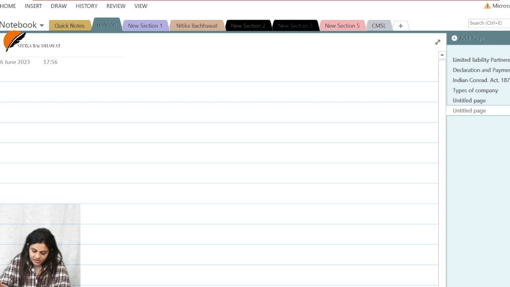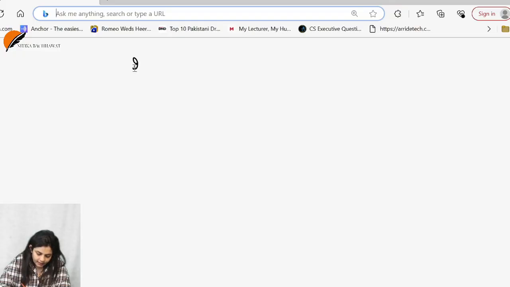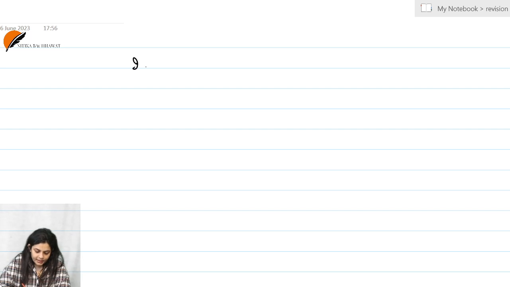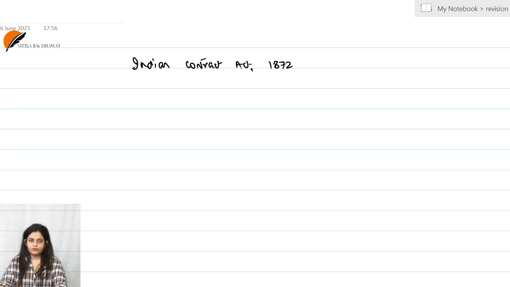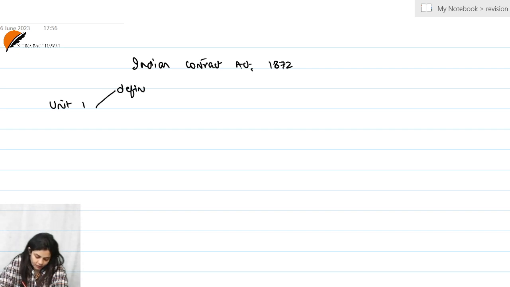So we will obviously start with the Indian Contract Act. And yes, I know there are actually 6 units in Indian Contract Act, but you know that we have divided the first unit into 2 parts. So I will just discuss it as per the division that we have done in our classes. So the first one is Unit 1, where first of all we have seen a few definitions. Then we had seen the definition of contract, offer, acceptance, agreement, promise, all this we had covered here.